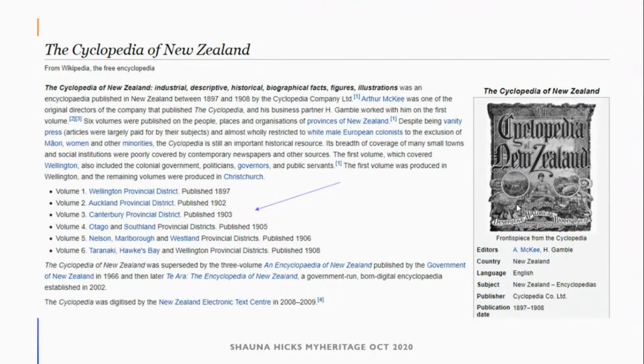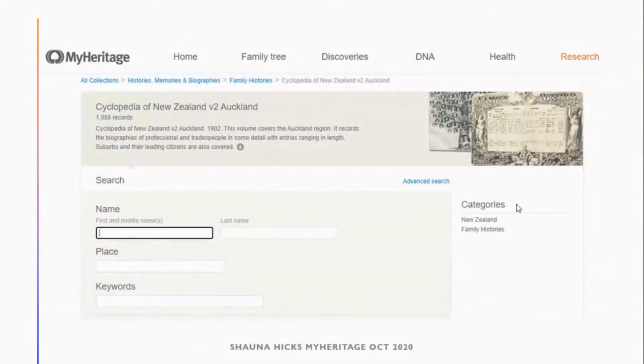If you go into this particular publication, and I just picked volume 2, Auckland, because I happen to know there's an awful lot of Tasmanian convicts buried in Auckland Cemetery. People started their new life in New Zealand. They could start fresh and leave their convict history behind. So I've just picked Auckland on a random note. And instead of looking for people, I'm just going to put in Australia as a keyword.